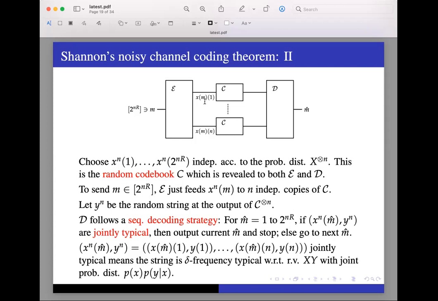So how do we construct the code word? The code book is a set of code words for every possible message. So how do I construct the code book? For the first message, just choose a random string, a random n tuple xn. This n tuple is chosen according to this probability distribution.